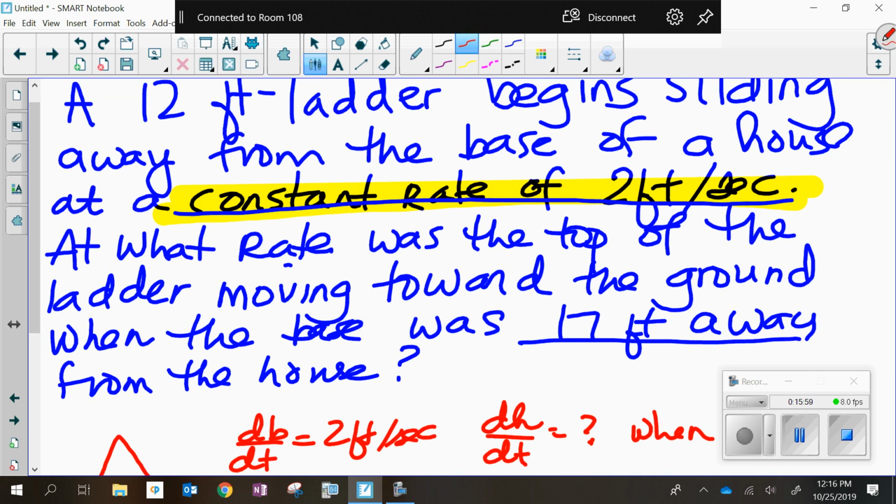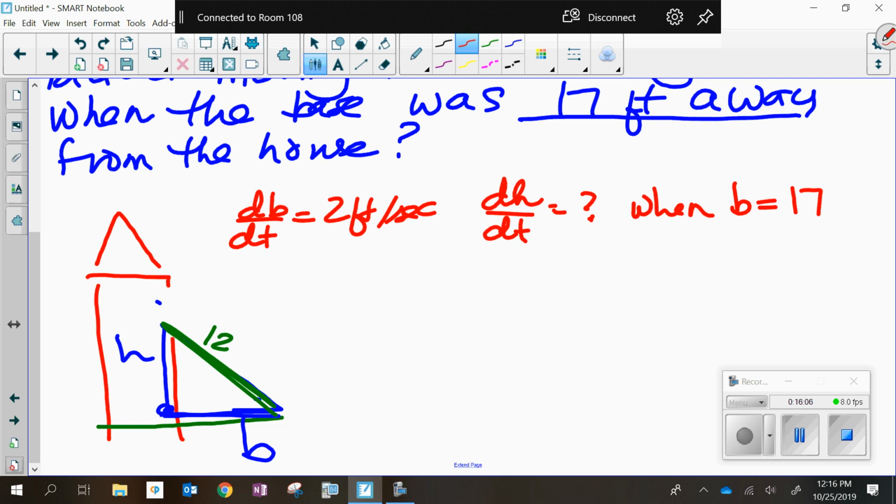Okay, away from the base of the house at a constant rate of 2 feet per second. So that's definitely changing, is it not, Sabrina? Okay, you're good. All right, so what is it? Okay, so that's step 2, equation. Okay. All right. Now, what's step 3?